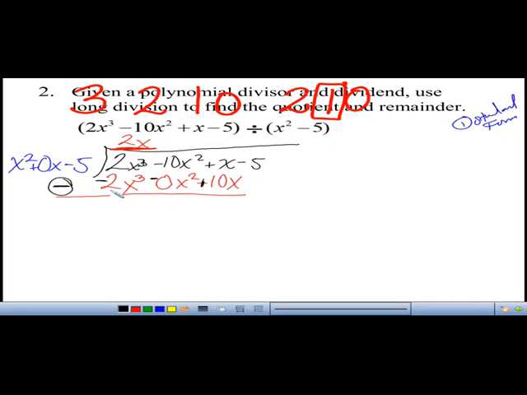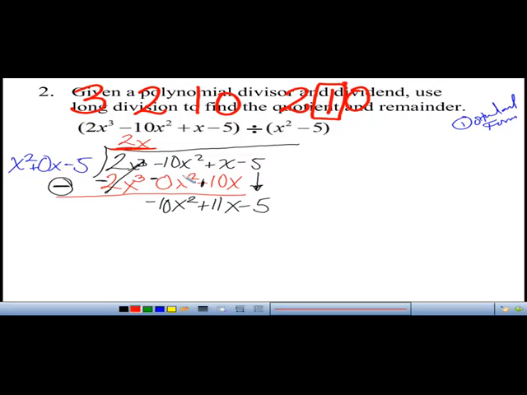So what is 2x cubed minus 2x cubed? This cancels. Bring down the negative 10x squared. And 1x plus 10x, that's 11x. All right, and we bring the last term down, the last term being negative 5. And we do the process one more time.